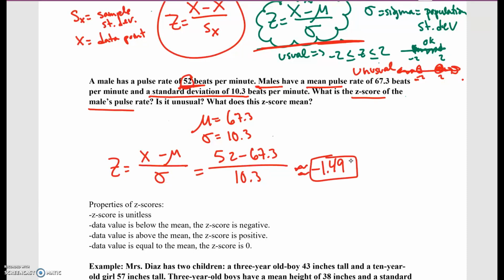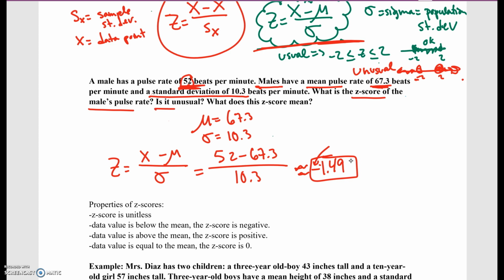Okay, so notice 2 things. One, that it's negative. The fact that it's negative indicates something that is below the mean, right? Because if you notice, this guy has a 52. All males had about a 67.3. Well, 52 is a little bit lower than that. So could it be an abnormal pulse rate? Well, I don't know, but we know that it's lower than most males. Okay, so that's where the negative comes from.